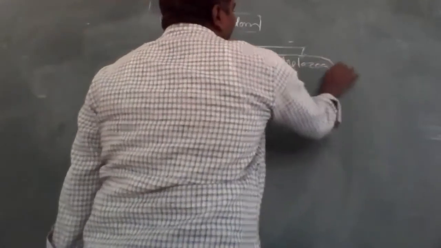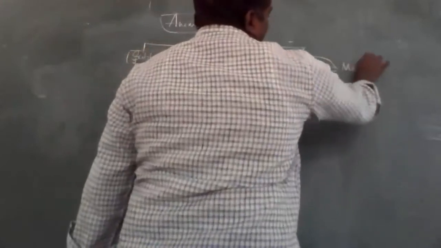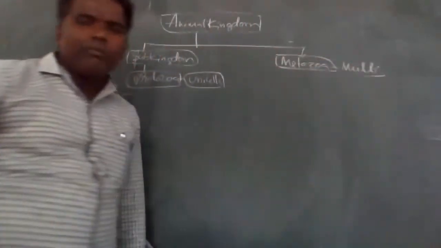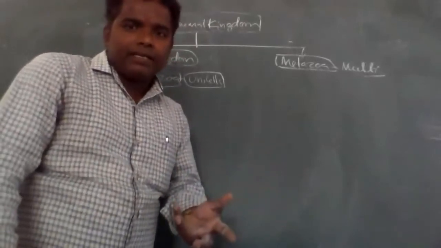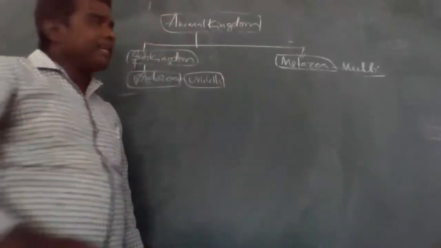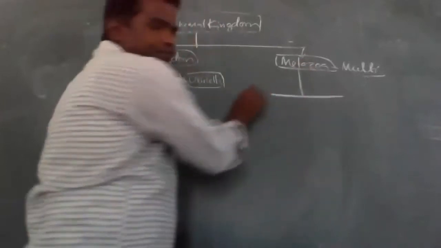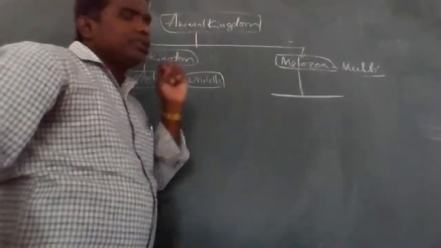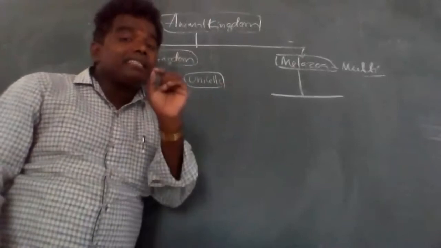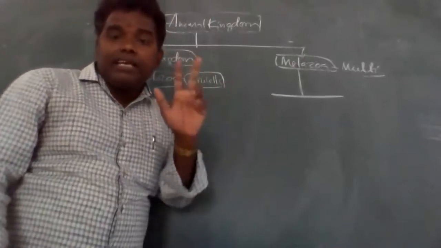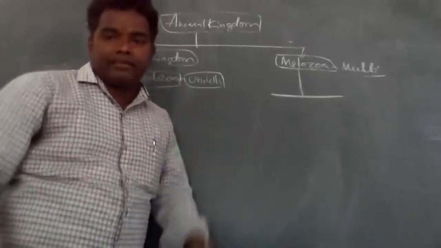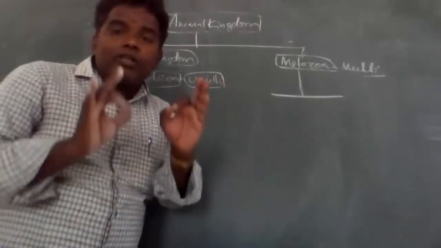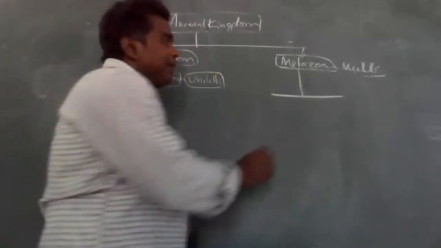Metazoa. Metazoa means multicells are there. Zoa means animals. So that is Metazoa. These metazoans, remember one thing, are classified based upon the symmetry.